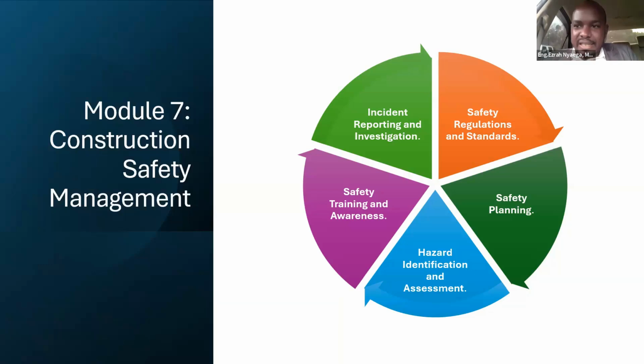Because any incident may lead to a loss of life, destruction of properties, and which may be costly. So for us to be able to align appropriately, you realize that it is very crucial for you to ensure safety is maintained. And we'll be able to look at the following topics or aspects: safety regulations and standards, safety planning, hazard identification and assessment, safety training and awareness, and incident reporting and investigation.